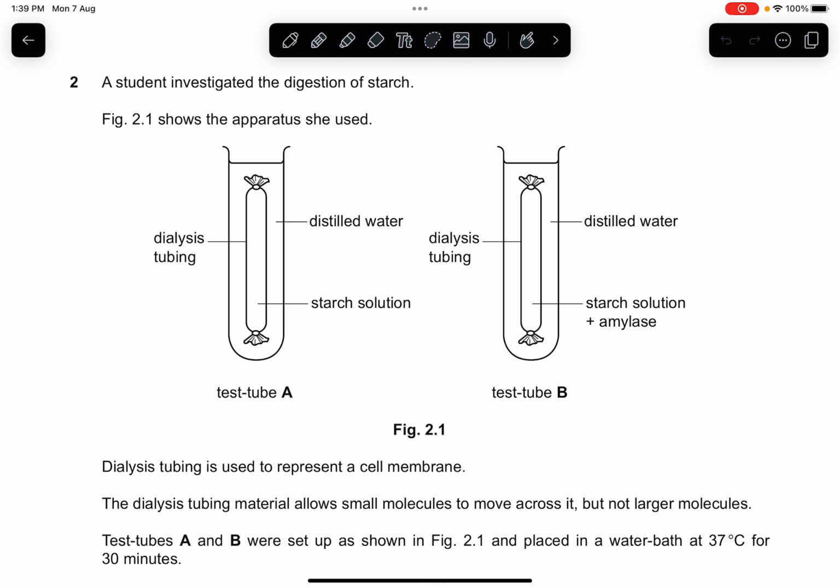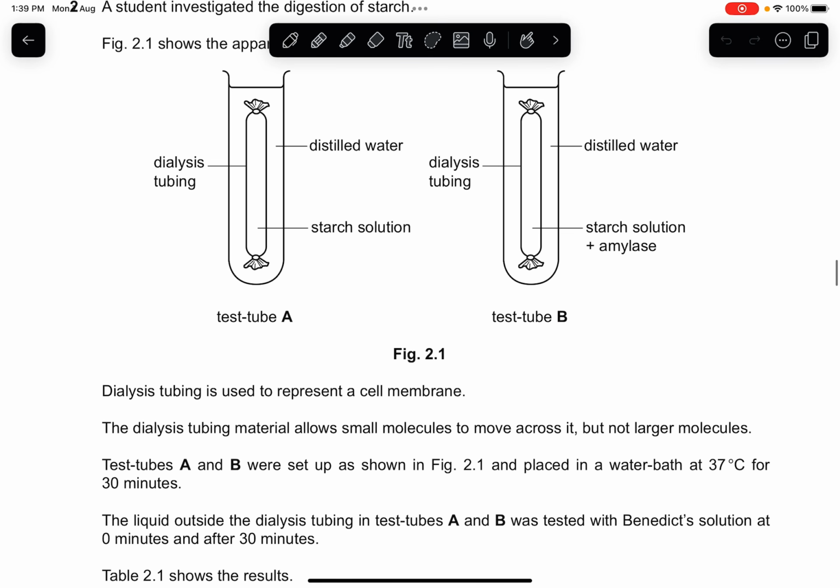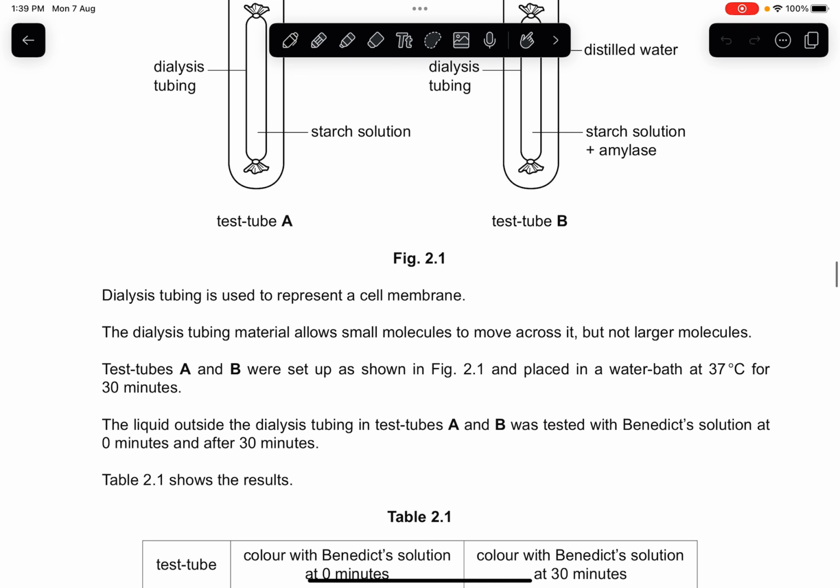Figure 2.1 shows the apparatus she used. So from here, there's a test tube A and a test tube B, and dialysis tubing is used to represent a cell membrane. The dialysis tubing material allows small molecules to move across it, but not larger molecules. So test tube A and B were set up as shown in figure 2.1 and placed in a water bath at 37 degrees for 30 minutes.